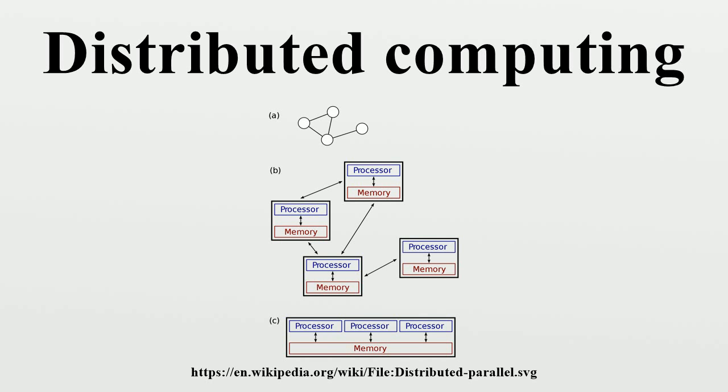There are several autonomous computational entities, each of which has its own local memory. The entities communicate with each other by message passing. In this article, the computational entities are called computers or nodes. A distributed system may have a common goal, such as solving a large computational problem. Alternatively, each computer may have its own user with individual needs, and the purpose of the distributed system is to coordinate the use of shared resources or provide communication services to the users.